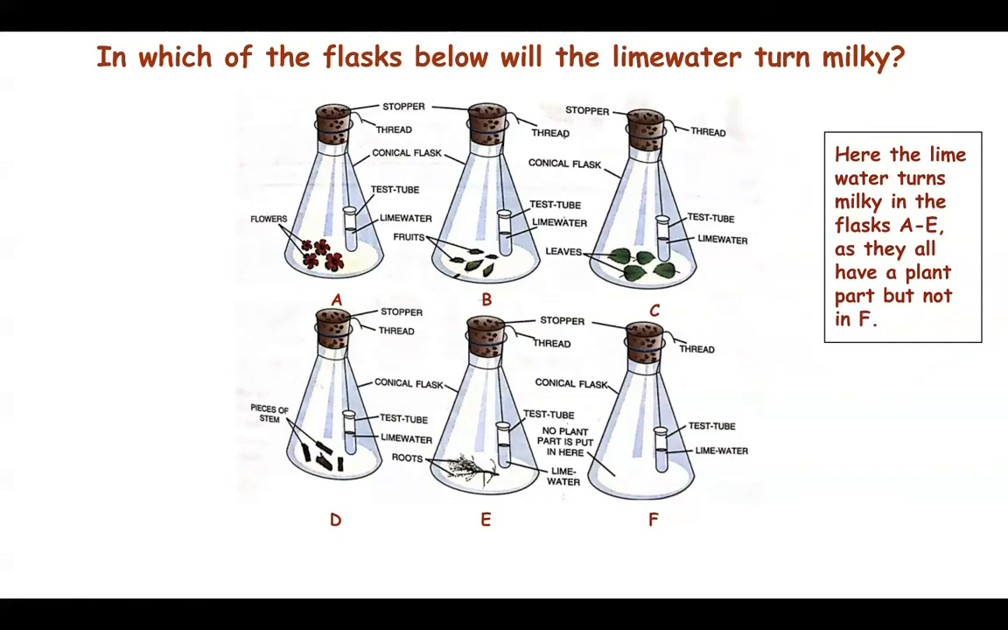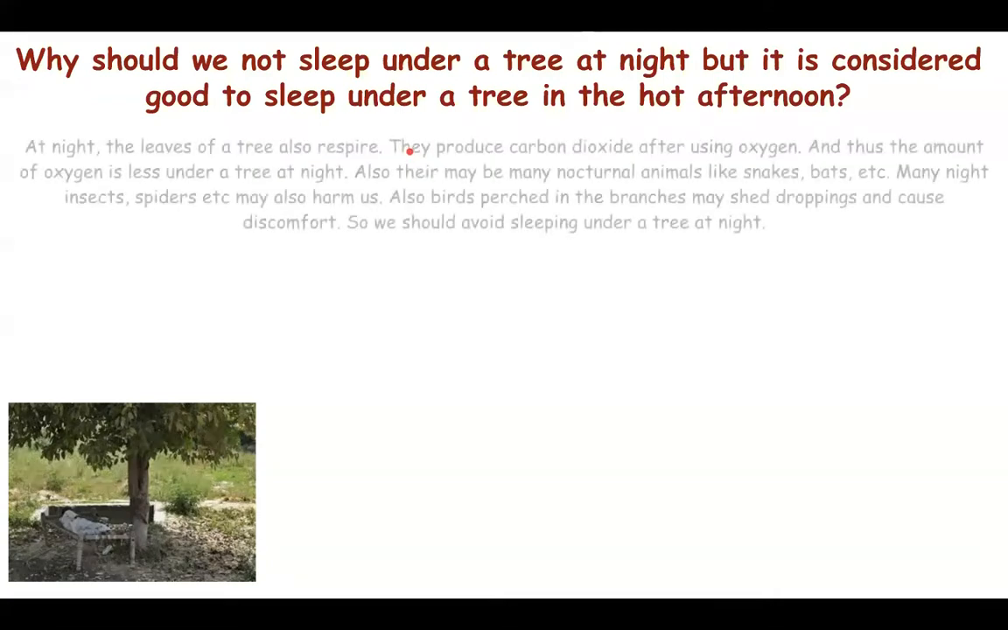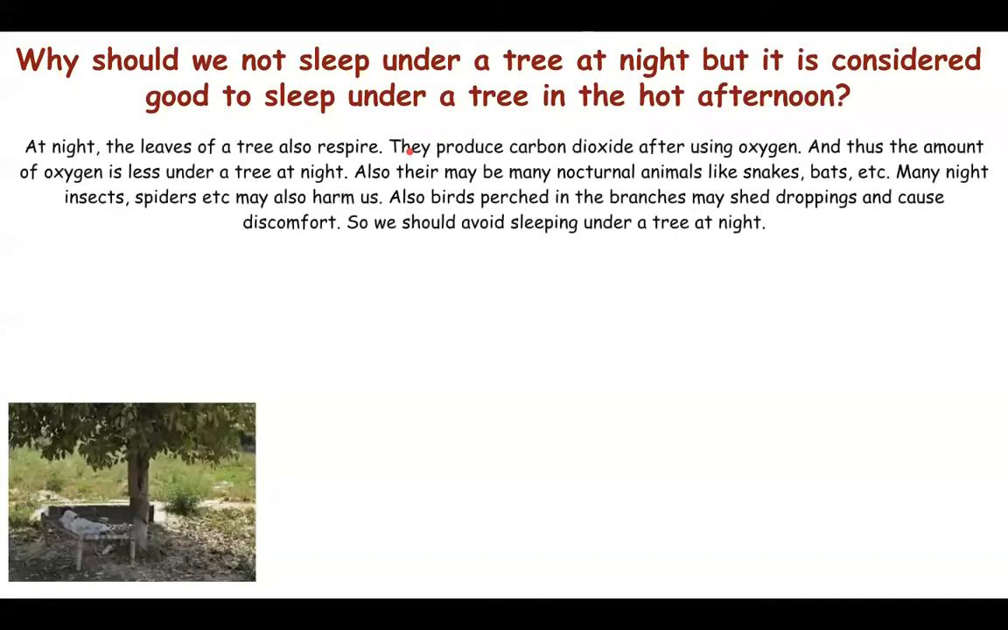So every plant part respires. Now, it is not advisable to sleep under a tree at night, but it is considered good to sleep under a tree in the hot afternoon. Why is it so? When you sleep under a tree at night, the leaves are also respiring. They produce carbon dioxide, and the amount of oxygen therefore is less.